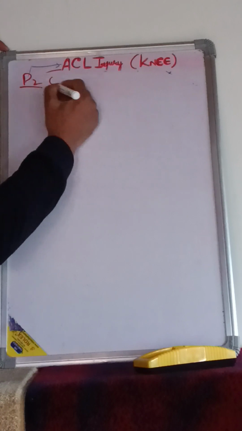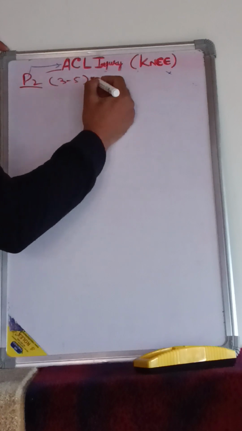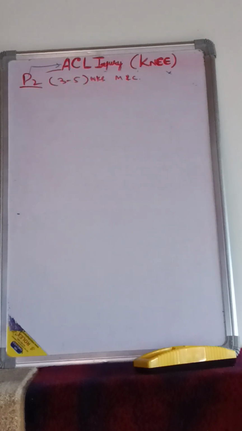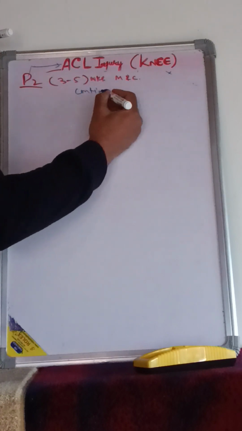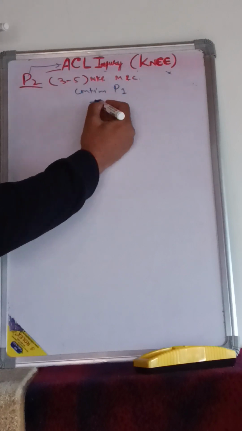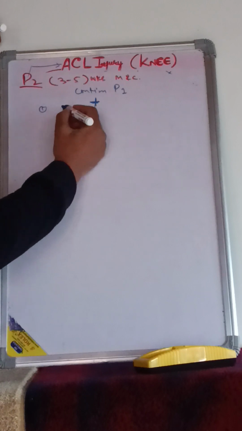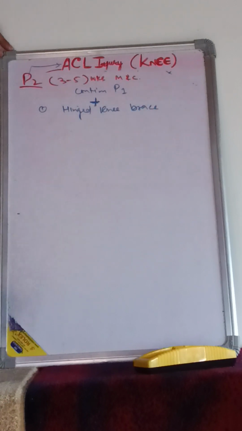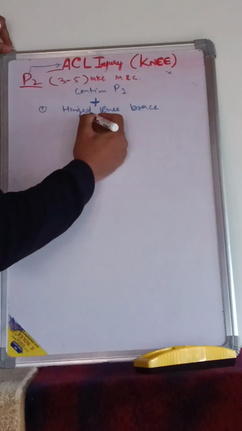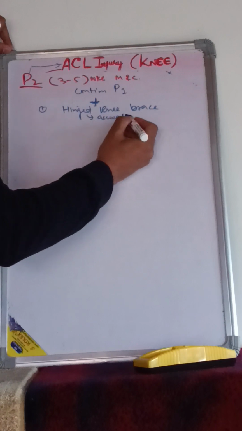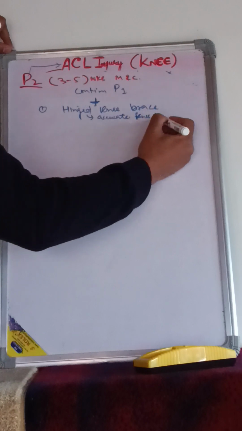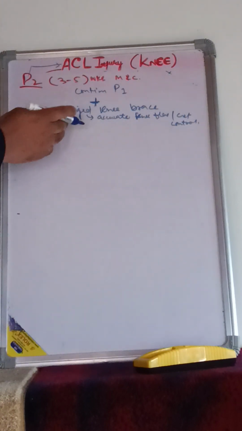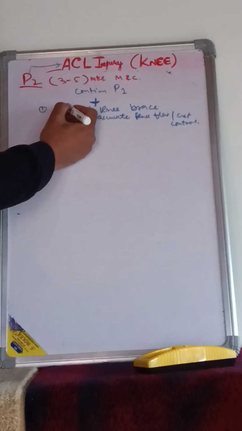Phase second, 3 to 5 weeks. This is known as the phase of motion and control. So in this phase, you will continue exercises of phase first. Plus, in addition to this, number one, you will wear the hinged knee brace. Hinged because it gives accurate knee flexion and extension control. Otherwise, you can use any brace, but I am stressing the hinged brace because it gives better control.